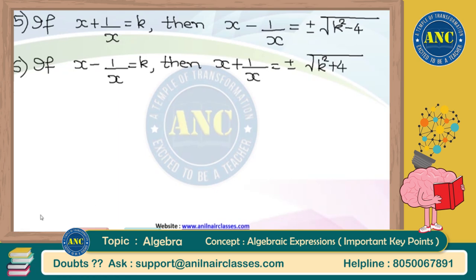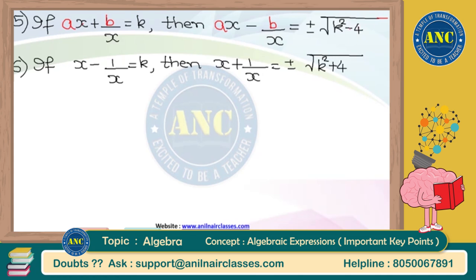K square plus 4. Now the fifth and sixth key points are when the coefficients of x and 1 by x are equal to 1. What if they are not equal to 1? Same logic once again. Coefficient of x I will make it as a, coefficient of 1 by x I will make it as b. Here also I will make it as a, here also I will make it as b. Same understanding like our third and fourth key points.